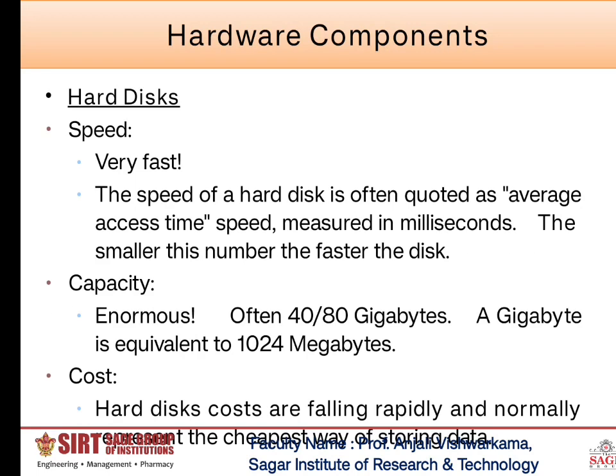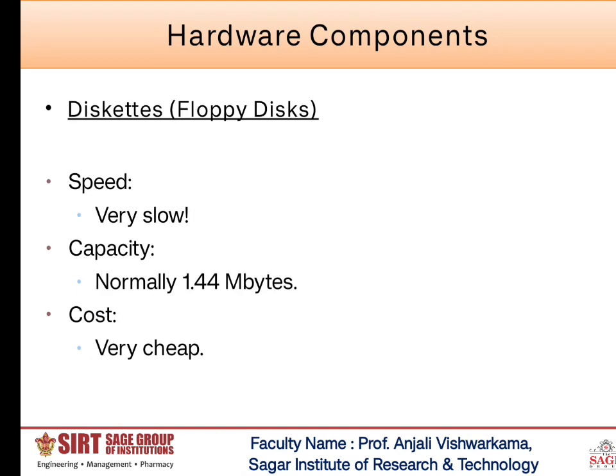Now there are some other devices called hard disks, in which we store the information. If I'm talking about some features of a hard disk, then speed is a feature. It will process the data at very fast speed. The capacity of a hard disk will be 1024 megabytes, and the cost of these has been rapidly falling over the past few years.